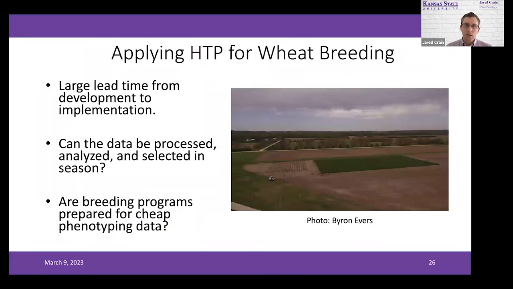So the last few thoughts I'd like to leave everyone with, not to discourage anyone, but to make sure everyone's aware of what it takes to implement this, is that there is a large lead time from developing the idea to the implementation and actually using these pipelines during the breeding season. In particular, think about whether the data can be processed, analyzed, and selected in season. If one day of flights takes a week to process the images, then there's no reason to collect images in the field more often than once a week, because with that timeline you wouldn't be able to process it and wouldn't get any extra benefit from those measurements.